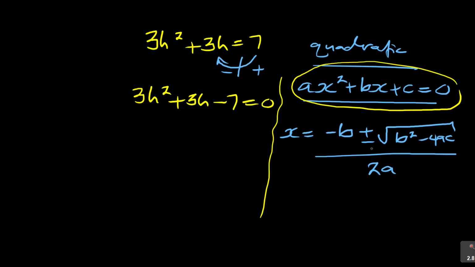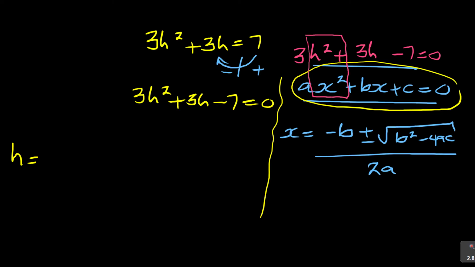So we're not finding x, we are going to say h is equal to, you understand? That's where I say you need to compare. So how do you compare? This is what I do. I write it here on top: 3h squared plus 3h minus 7 equal to 0. Then I start to compare to say my x squared is like my h squared. You see this?